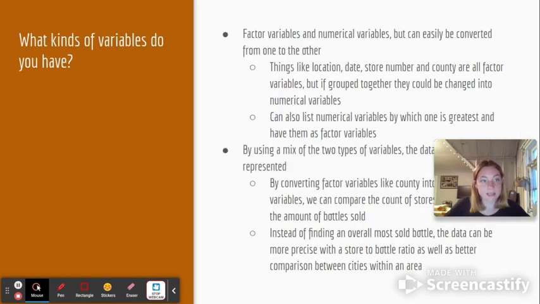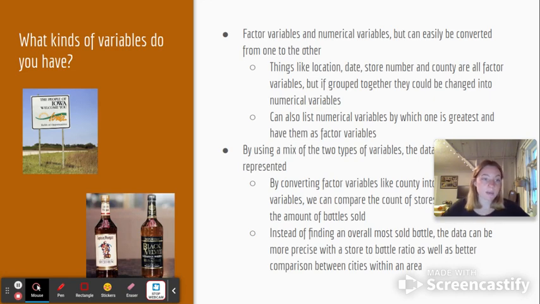All right, so the next thing I want to explain is the types of variables we had with this data set. So the data has factor variables and numerical variables, but could easily be converted from one to the other. Things like location, date, store number, and county are all factor variables, but if grouped together, they could be changed into numerical variables: how many sales in a certain town or in a certain time frame. You can also list numerical variables by which one is greatest and have them as factor variables. By using a mix of the two types of variables, the data can be best represented.